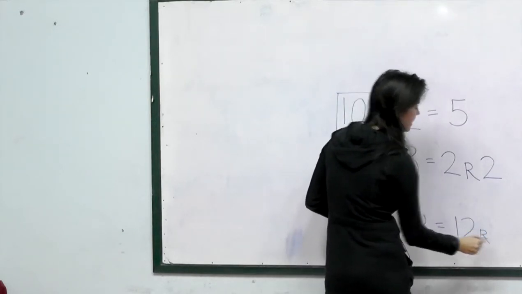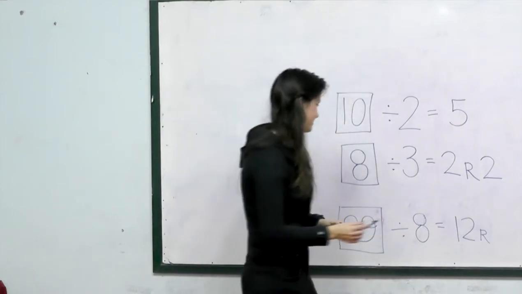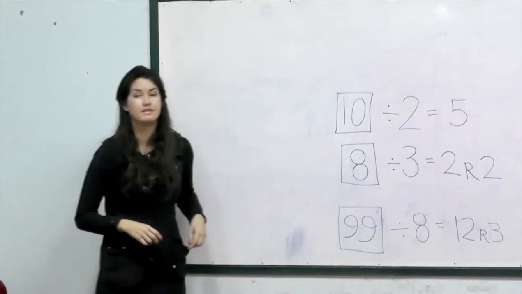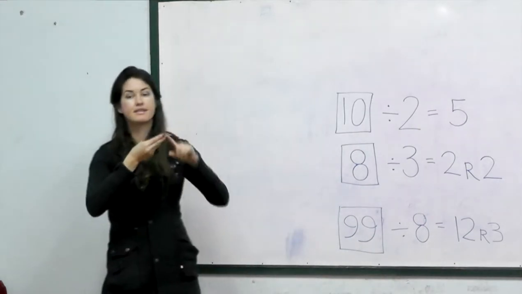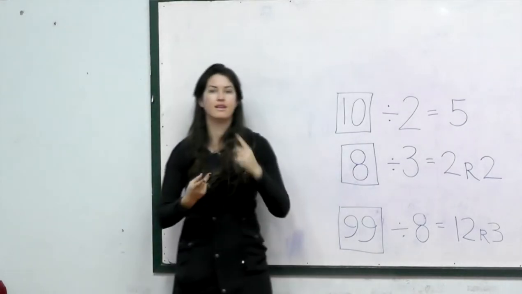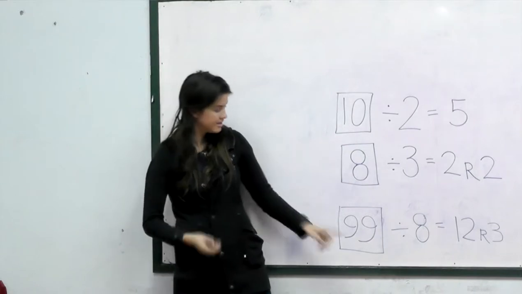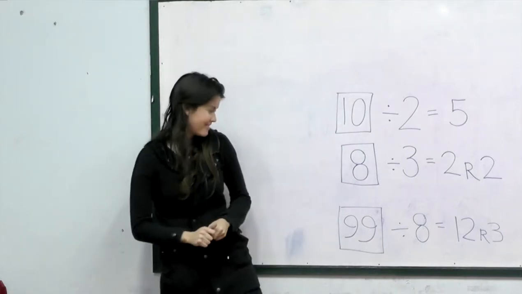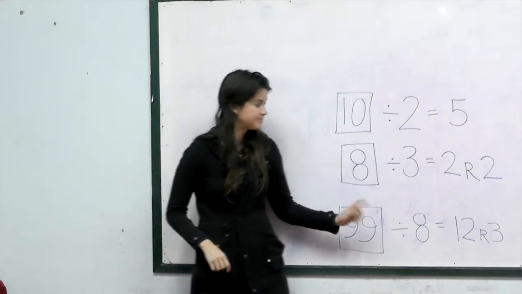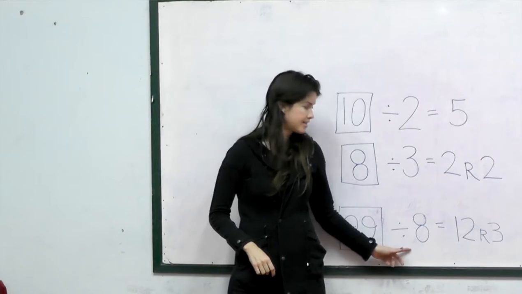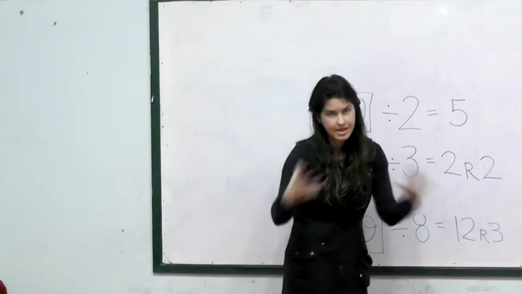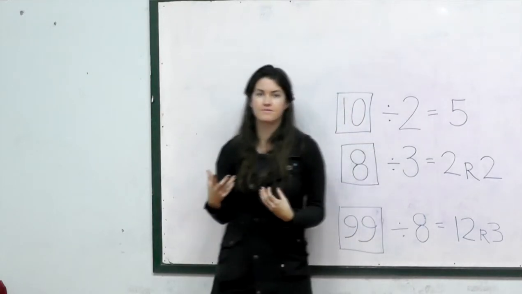R3. Why is it R3? We stopped at 96, so we count 97, 98, 99. And that's our number we're looking for. If he had one more, he'd have 100. So he had 99 snakes. He shared them with 8 friends. How many snakes did each friend get? 12, and then he still had 3 extra snakes for himself.